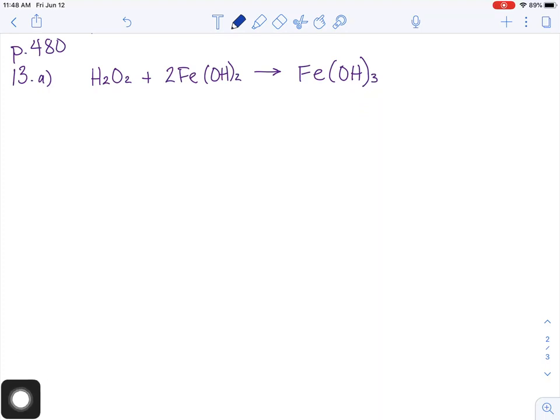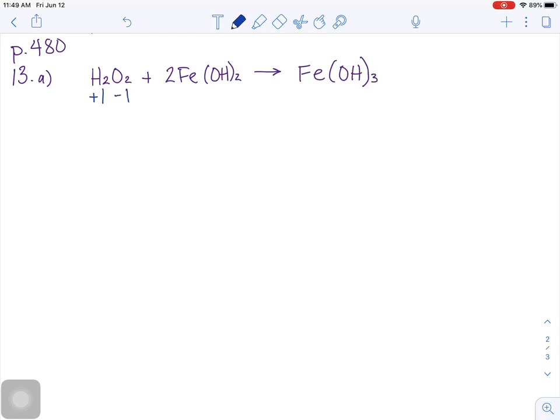And from the set of rules, hydrogen is always a +1 unless it's with a metal, so metal hydride. And oxygen is not a metal, so that means that this is not an exception to that rule. Hydrogen is a +1. Oxygen in the rules is a -2, and if we look at the exceptions, one of the exceptions is in H2O2, or hydrogen peroxide, where oxygen is actually a -1.